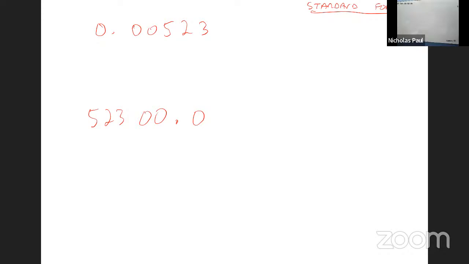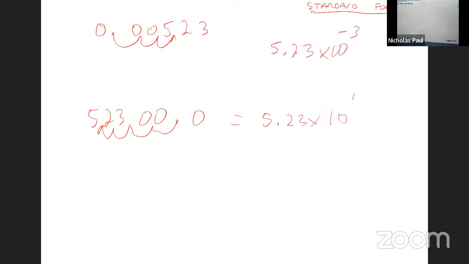Okay, so the first one: 1, 2, 3. We move it 3 times to the right, and we got 5.23. 3 times means -3. Here we go 1, 2, 3, 4 times. So that'll be 5.23. We move it 4 to the left, so that'll be 10 to the power of +4. That's okay? That's standard form.